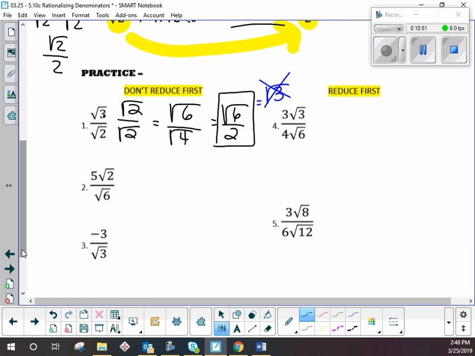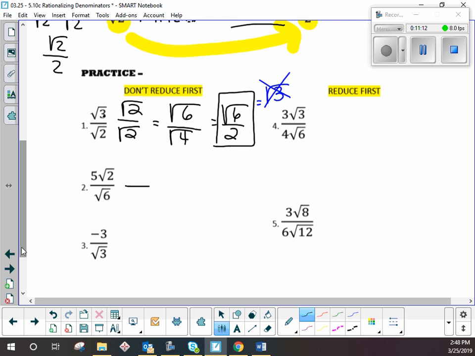Okay. What's one way number 2 is different from number 1? It has a number on the outside, it has the 5. So how do you begin, though? The same way. Hayden, what will I be multiplying the top and the bottom by?